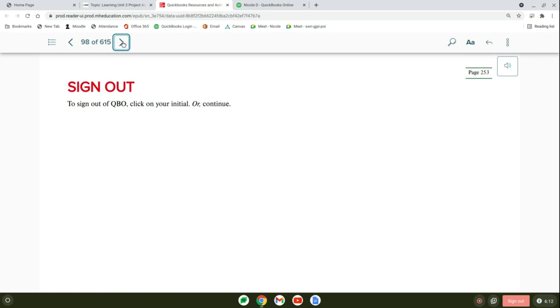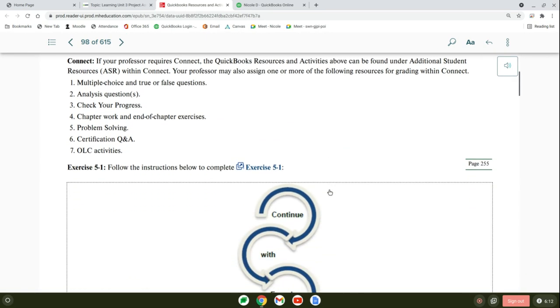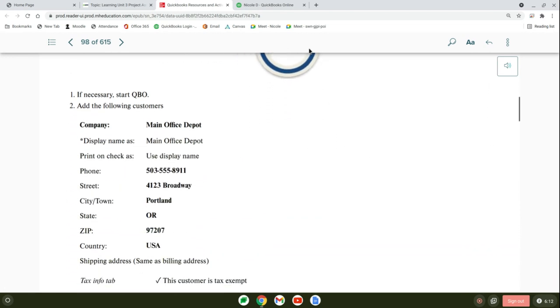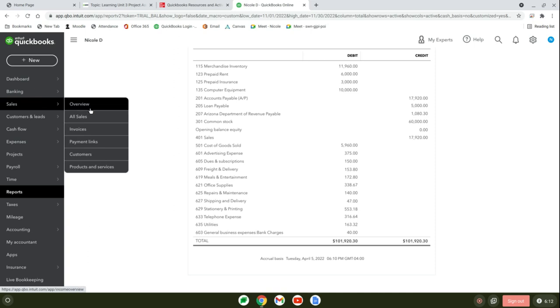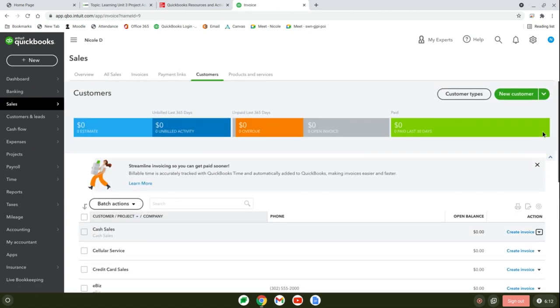So the homework is at the end with the QuickBooks resources and activities. We're going to scroll down. And I believe the first thing they have us do is add a customer. So if you remember, you're going to go to your sales, and then you're going to scroll down to customers, and there should be a green button where you go, oops, that green button moved on me. You're going to go to new customer.